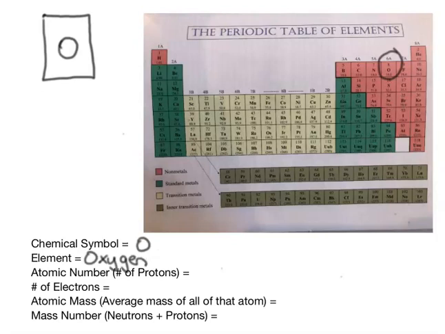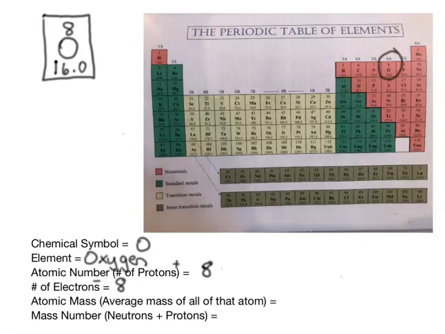And the atomic number of oxygen is 8. And remember, the atomic number tells us the number of protons. So we have 8 protons. It also tells us the number of electrons. Remember, these atoms are electrically neutral, so the number of positively charged protons is equal to the number of the negatively charged electrons. Okay, and let's see, our atomic mass is 16.0. Remember, that is an average of all the isotopes that exist, okay?